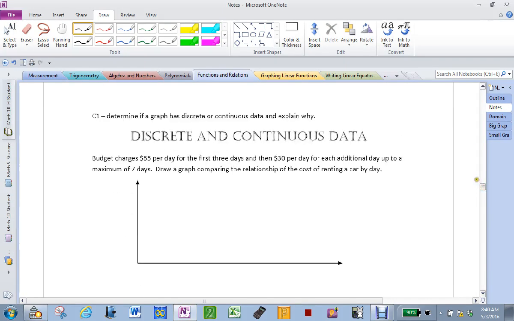Discrete and continuous data. Or data, depending on where you live.